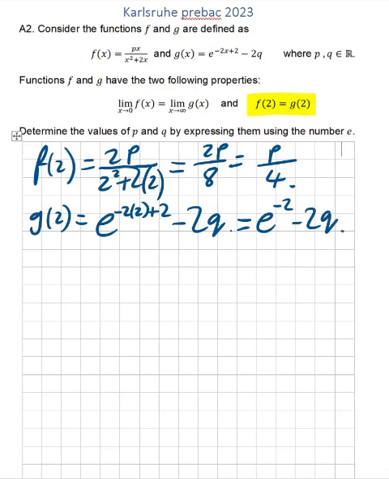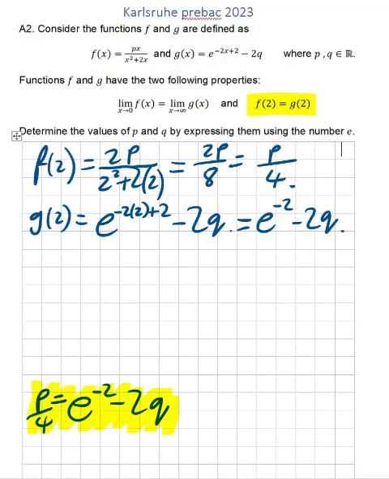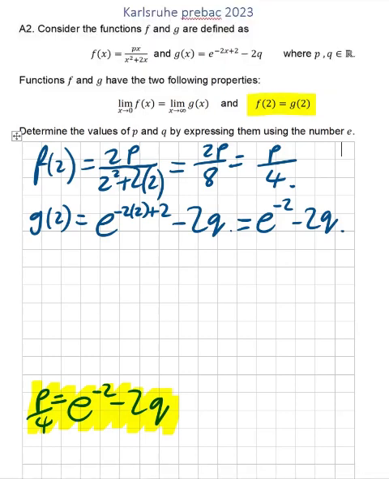Okay, so what I've been told earlier on is that g of 2 is equal to f of 2. So these two I can stick equal to each other. I can say that p over 4, or a quarter p, is going to be equal to e to the minus 2 minus 2q. I'm just going to leave that down there. I might stick a little highlighter around it to remind me that this is what I'm dealing with there, the bit that I highlighted earlier on in yellow.